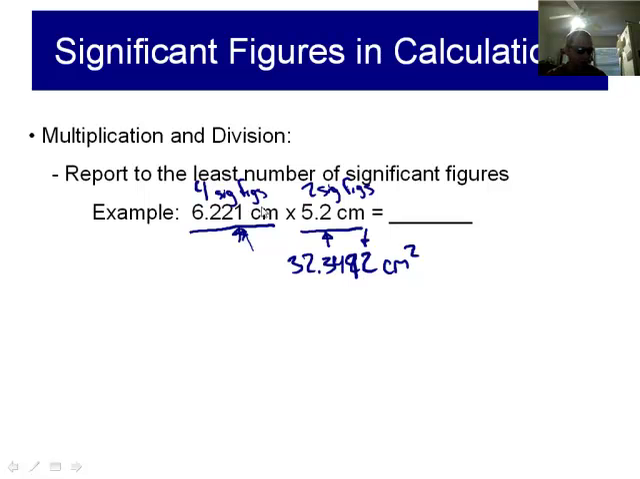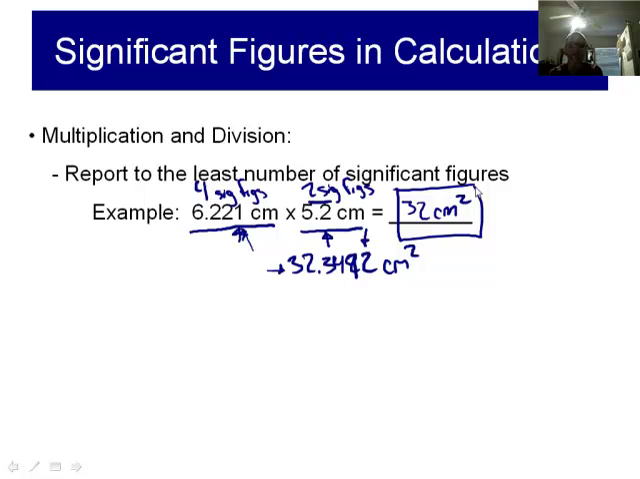We're going to use the least number of significant figures. This one here has only got 2, which means my answer, when I multiply or divide, is only going to have 2 significant figures. If I round this to 2 significant figures, I get 32 centimeters squared. And there we go. That's the answer to that question right there.